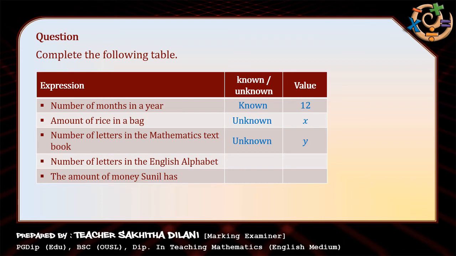Next one, number of letters in the English alphabet. It is a constant value and it is known by us. So, you have to write that it is a known term and its value is 26. The last one, the amount of money Sunil has. It is an unknown constant. So, we can represent its numerical value using an algebraic symbol. Here, I have used simple b.